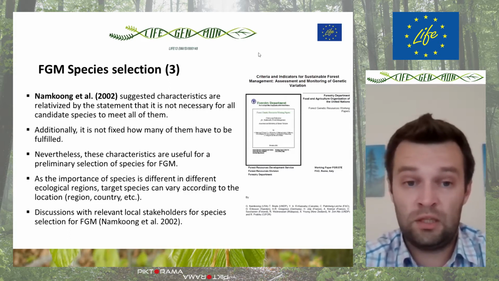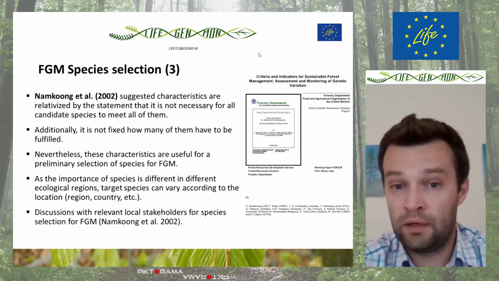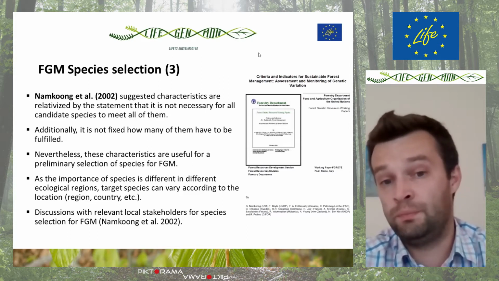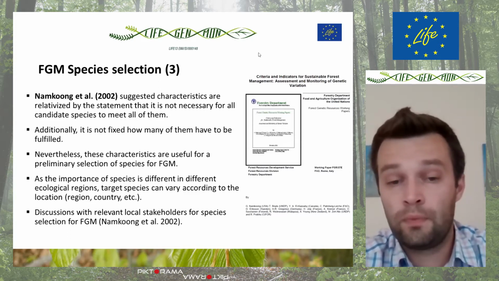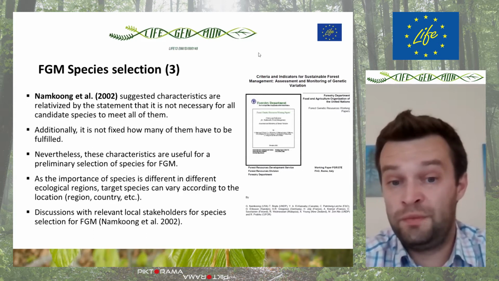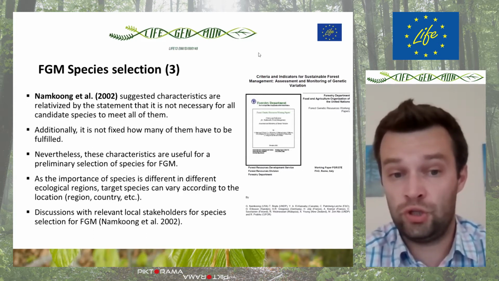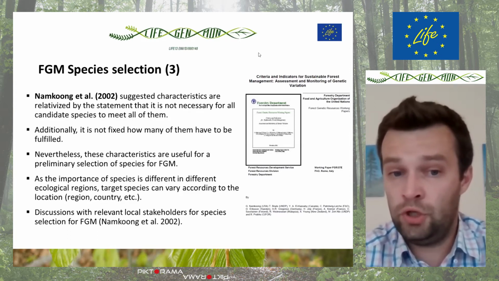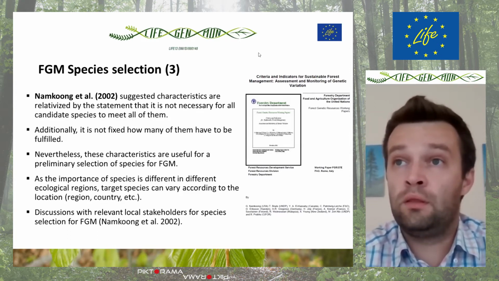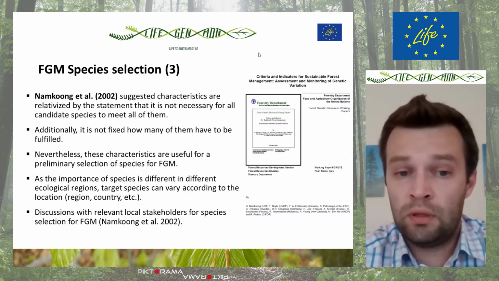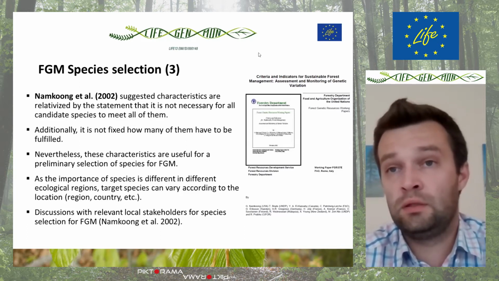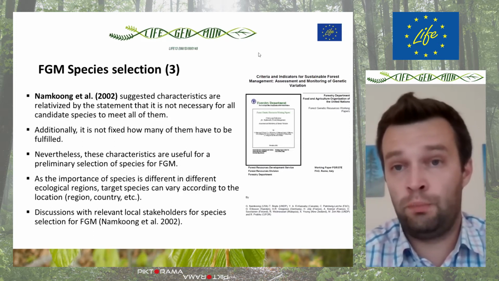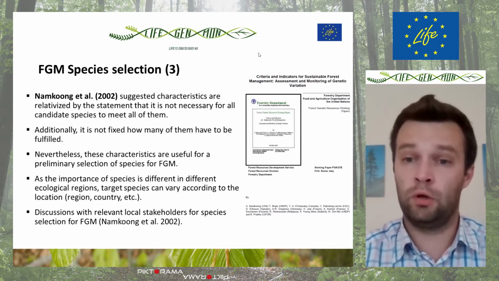But despite all these negative points, those characteristics are still useful for preliminary selection of species for forest genetic monitoring. As the importance of species is different in different regions, as we saw in the previous map, the target species can vary according to the region and location. Another thing underlined by Namkoong is that the discussion with relevant foresters and stakeholders is really important during the selection process of the species for genetic monitoring.